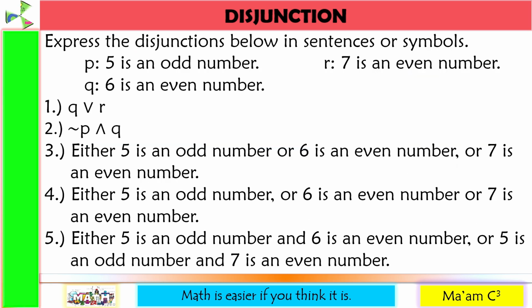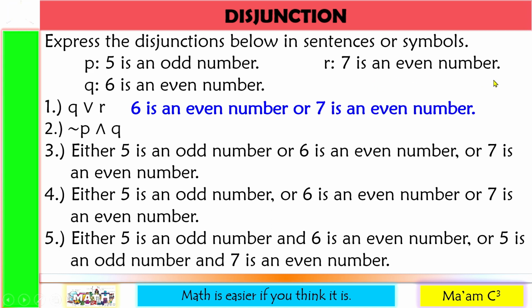Let us have some examples. Express the disjunctions below in sentences or symbols. We have here three propositions. P is the proposition, 5 is an odd number. Q is the proposition, 6 is an even number. And R is the proposition, 7 is an even number. Number 1, we have Q or R. Our Q again is 6 is an even number. Then we have OR, and then our R is 7 is an even number. So we have 6 is an even number or 7 is an even number.